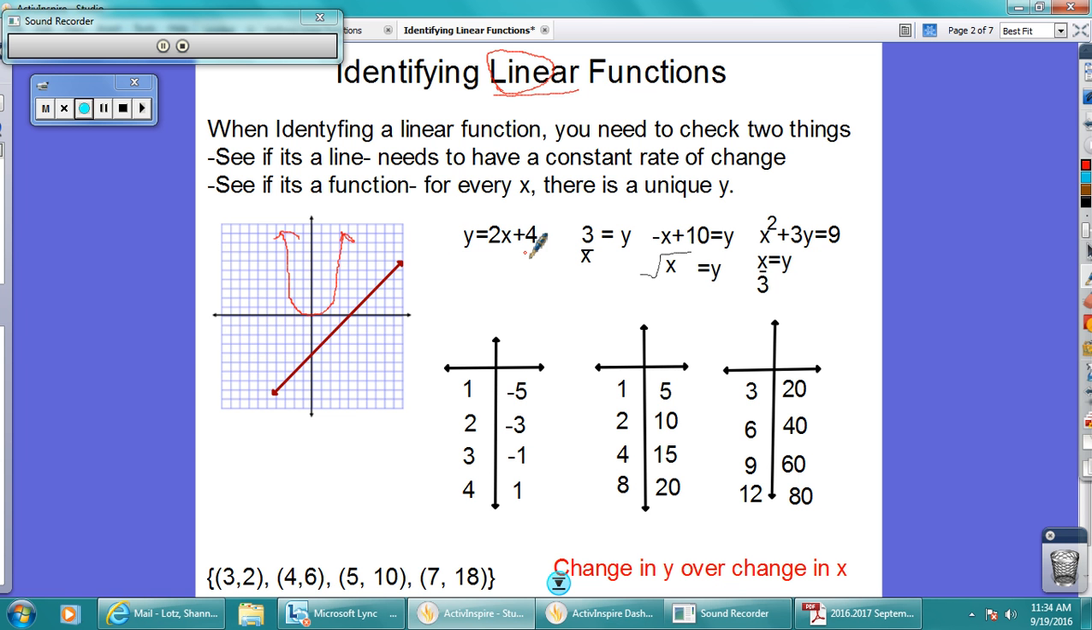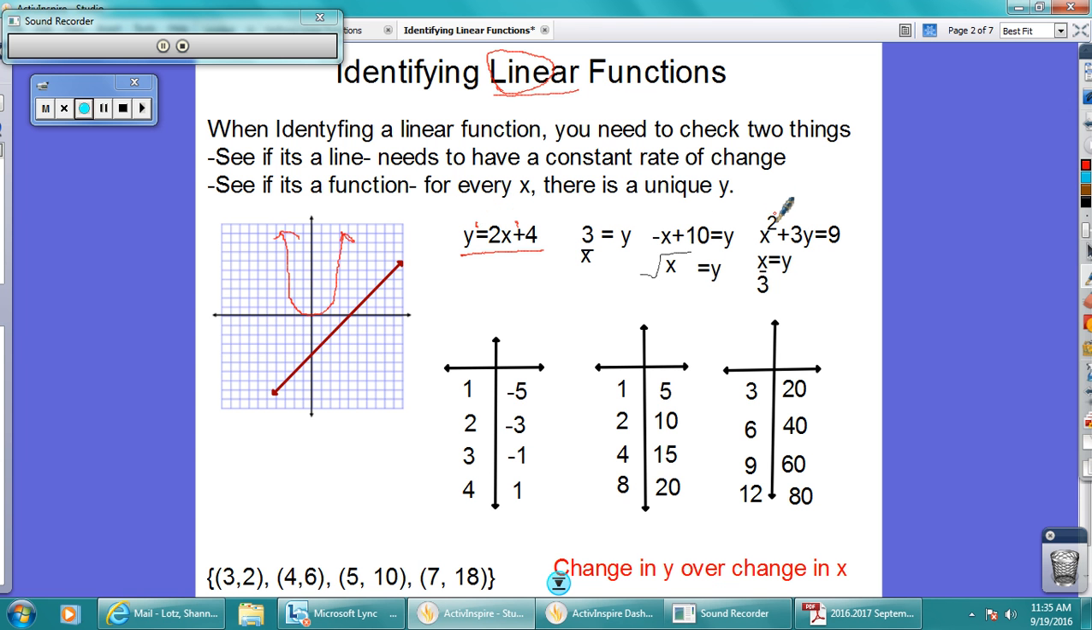Now, let's look at equations. Now, equations are also easy to see if they're functions just by looking at them. Let's take a look at this one. Y equals 2x plus 4. If you were to graph this, you would get a straight line. This is linear. But just by looking at it, if you see that the x is of the first power and the y is of the first power, you know that it's linear.